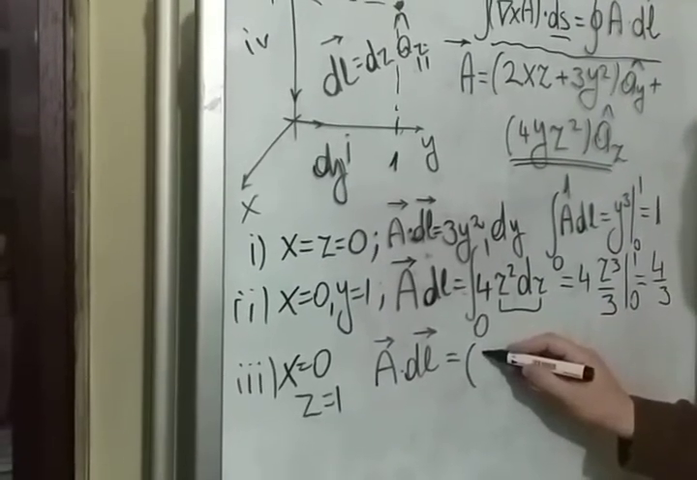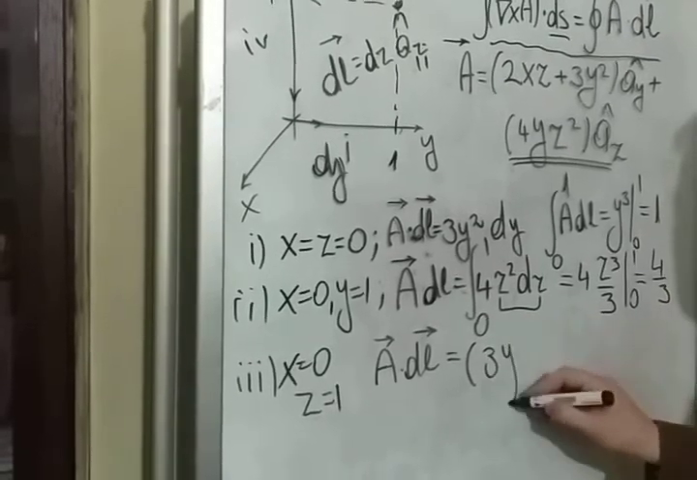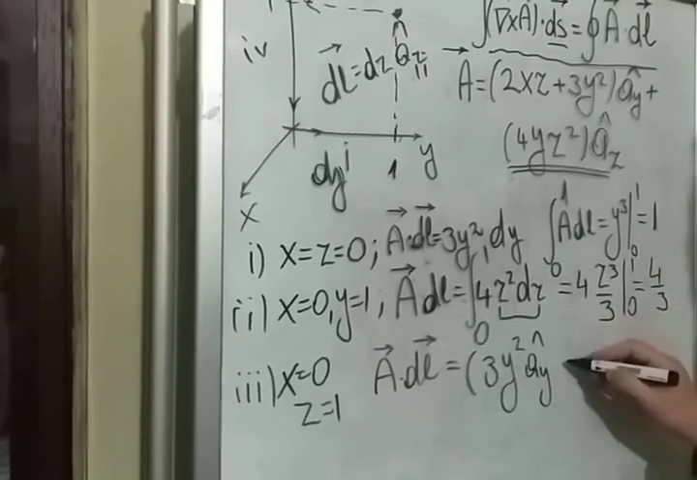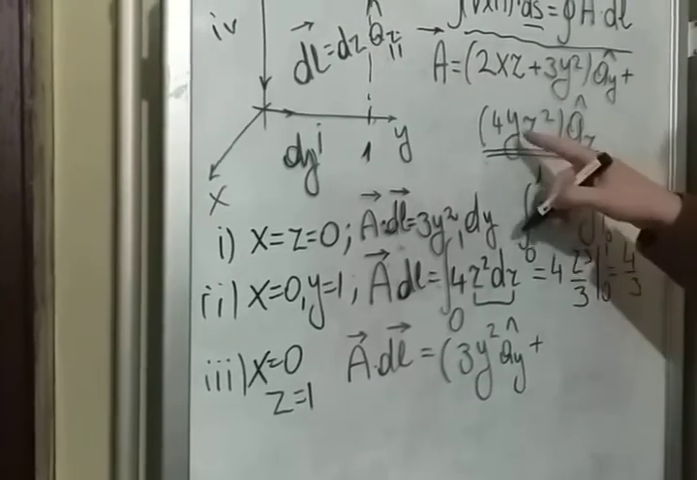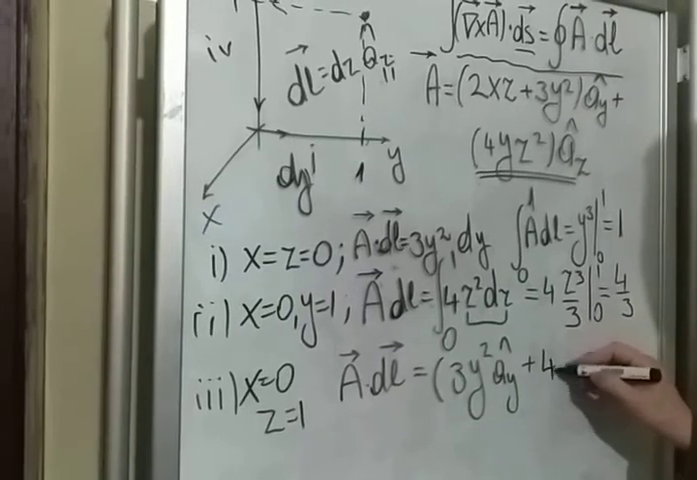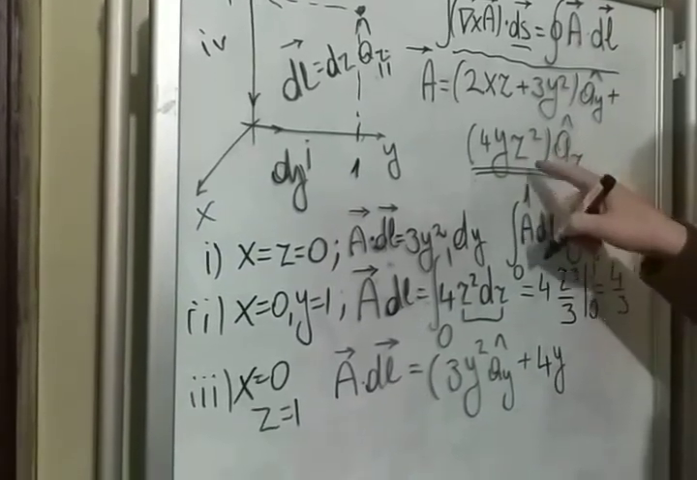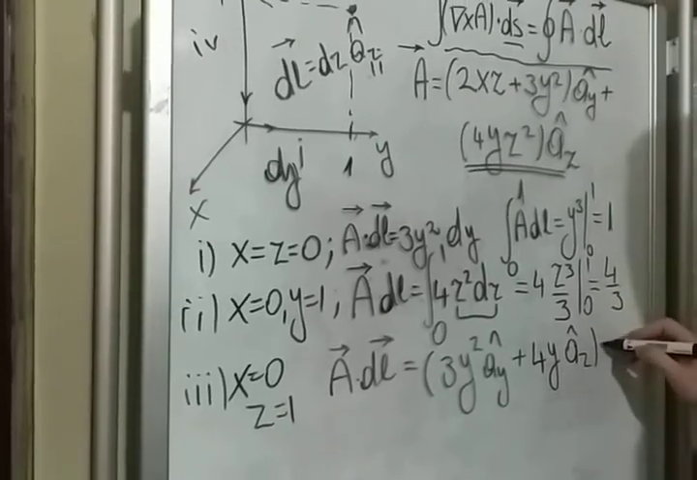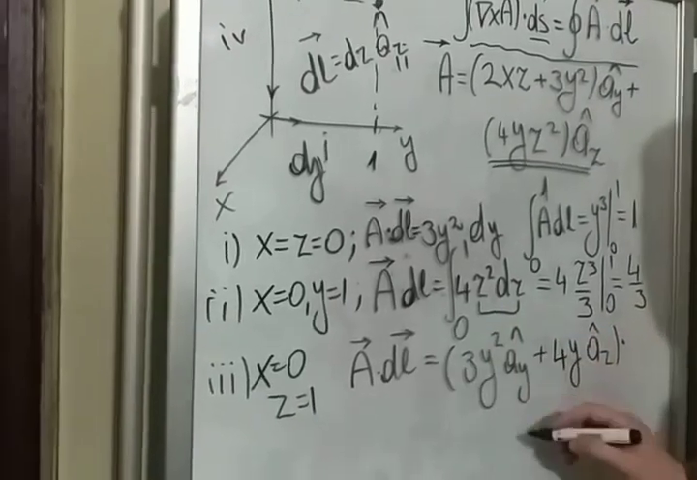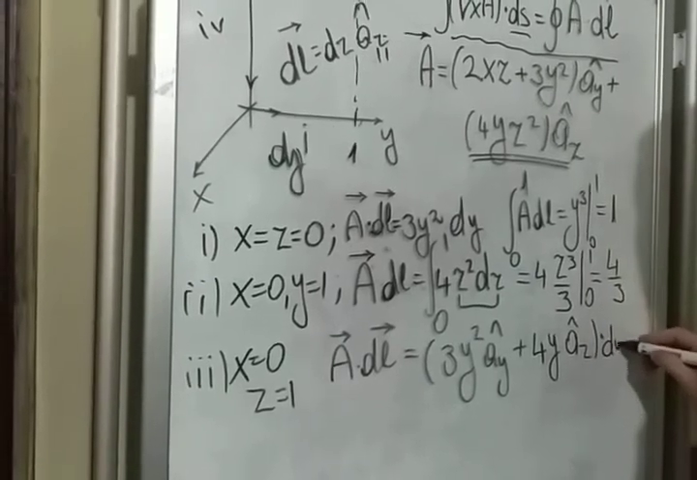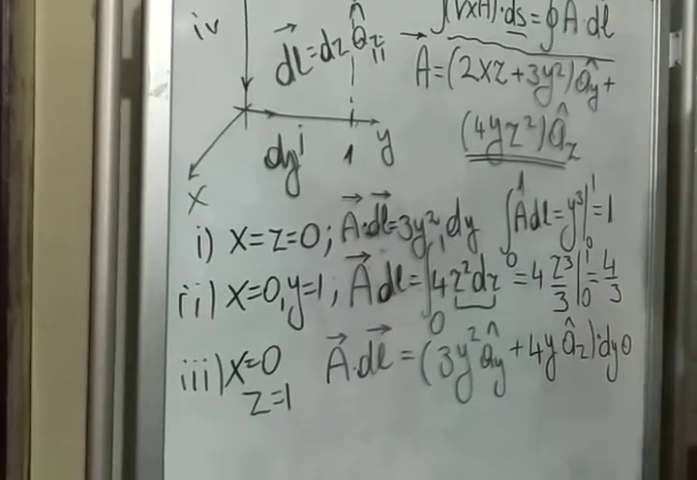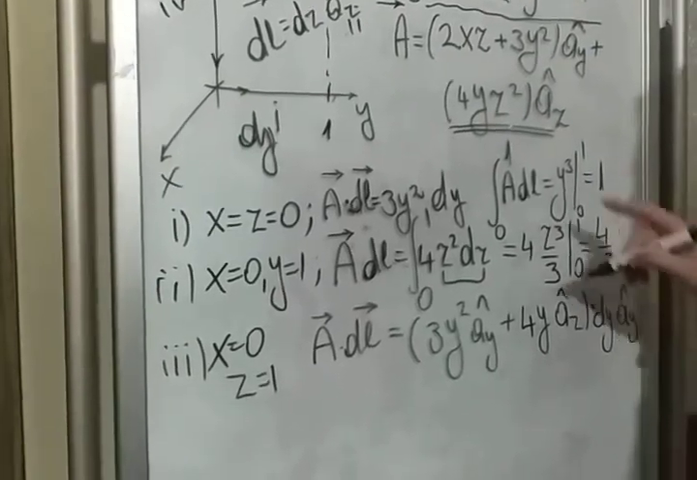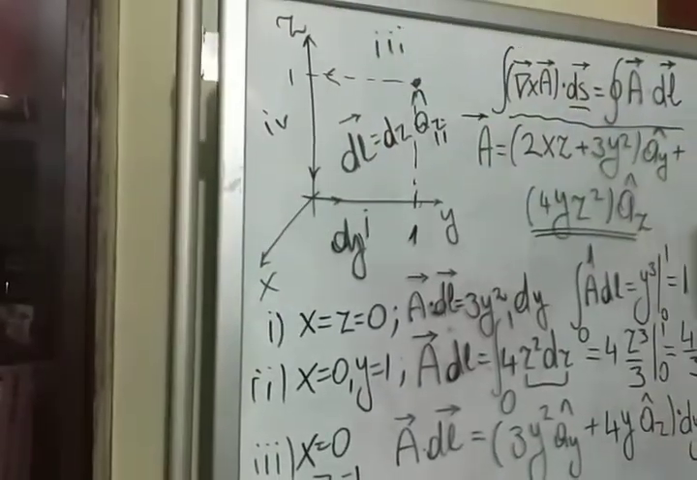We get 3y squared, okay, this stays the same, 3y squared ay plus z is 1, we get 4y times 1 square, which is 1 times az. Okay, so this is A itself. We take the dot product with dl. dl, as we said, this is going to be dy ay, because the direction is pointing along this path.